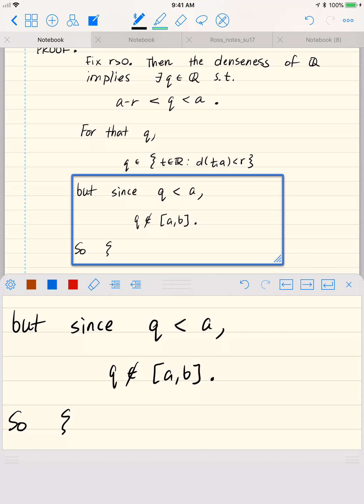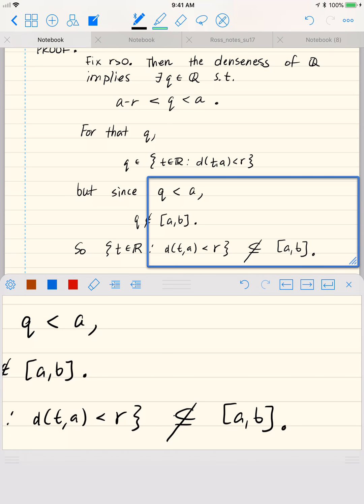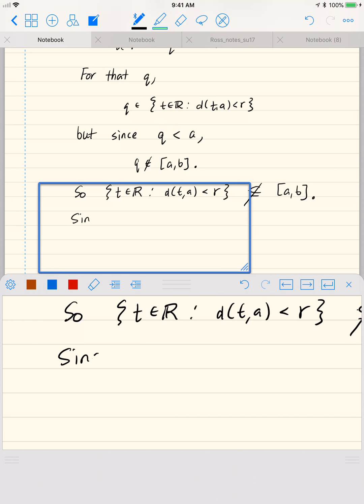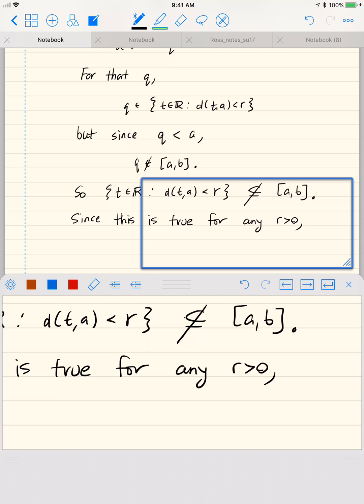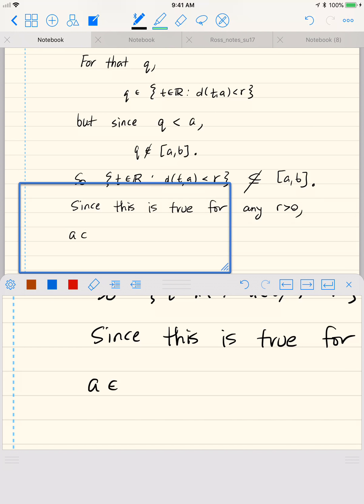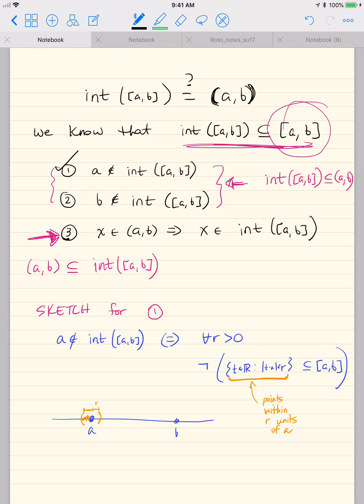So the set of T in R such that the distance between T and A is less than R is not contained in AB. Since this is true for any positive R, A does not belong to the interior of AB. Okay, so that kind of shows you how to prove this first one here, right?